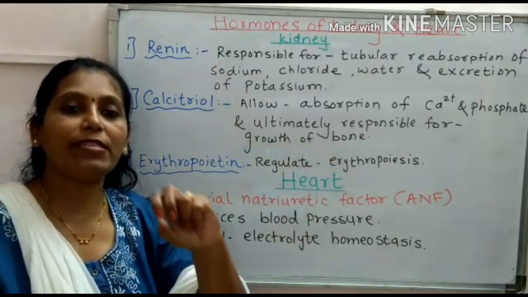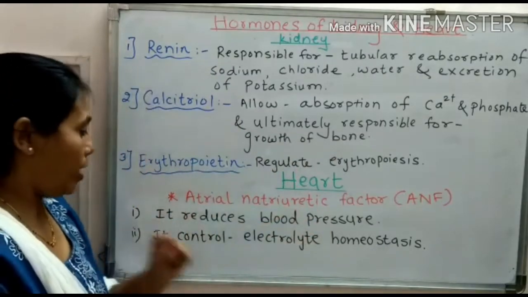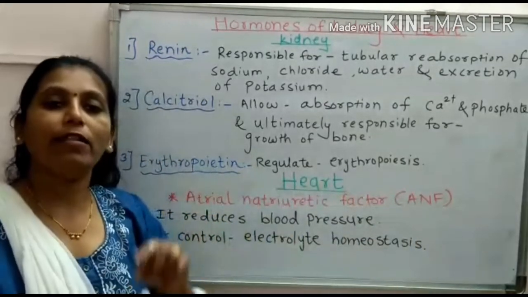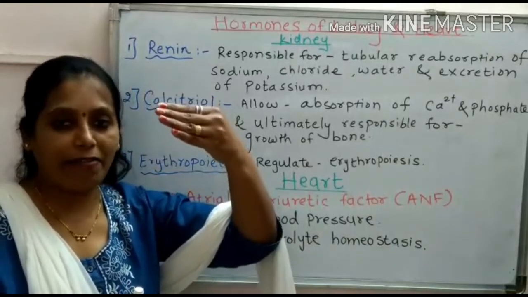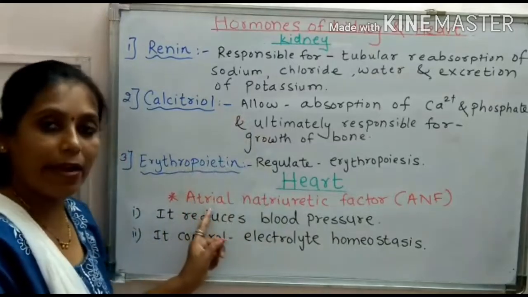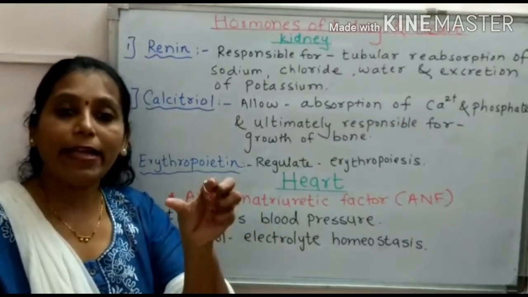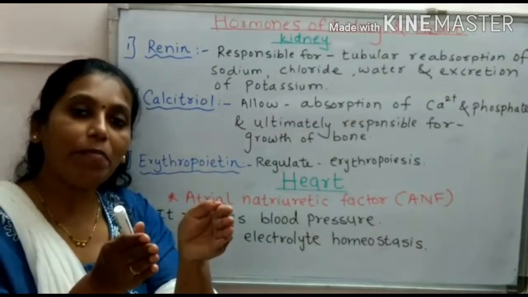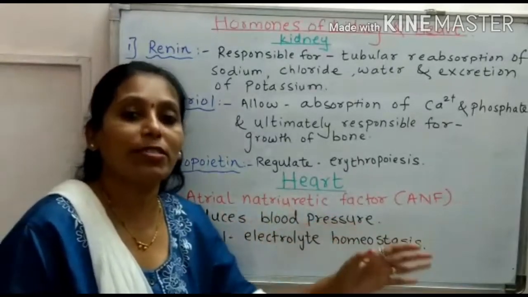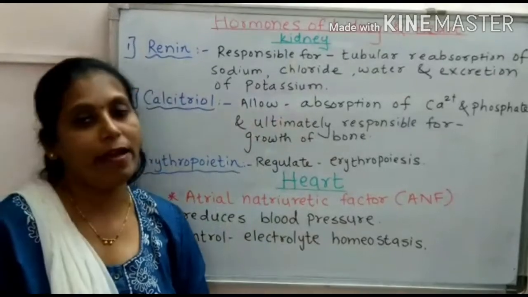Now let us study the hormone which is secreted by the heart. The human heart secretes one important hormone, atrial natriuretic factor, in short ANF. We know that the human heart consists of four chambers. The upper two chambers are atria, the lower two chambers are ventricles. This hormone is secreted from the atrial part, so the name is atrial natriuretic factor. What is the role of this hormone? It reduces blood pressure by dilating the blood vessels. Whenever blood vessels get dilated, blood pressure is reduced. It also controls electrolyte, meaning mineral, homeostasis; the balance of electrolytes is maintained by this hormone. So this is all about the hormones of the kidney as well as the heart.